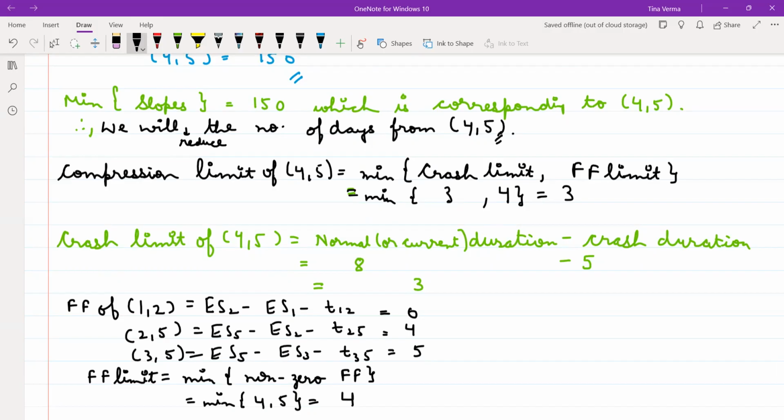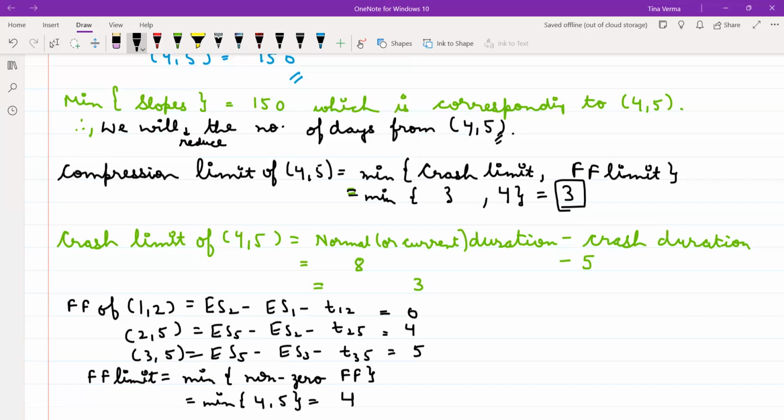So the FF limit is 4 and the compression limit has come out to be your 3. इसका मतलब आप 4 या 5 एक्टिविटीज में से 3 डेज रिड्यूस कर सकते हो। इसका मतलब 31 minus 3, आप कितने डेज में प्रोजेक्ट खत्म कर सकते हो? 28 डेज में। बट क्वेश्चन क्या है? 29 डेज में खत्म करना है, राइट? इसका मतलब आप 3 डेज रिड्यूस नहीं करोगे, आप कितने डेज रिड्यूस करोगे? 2 डेज। इज इट क्लियर?